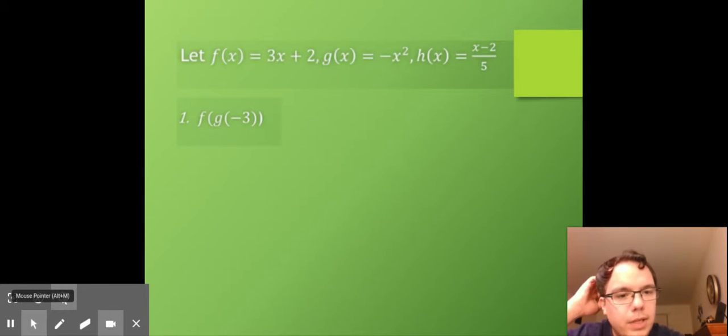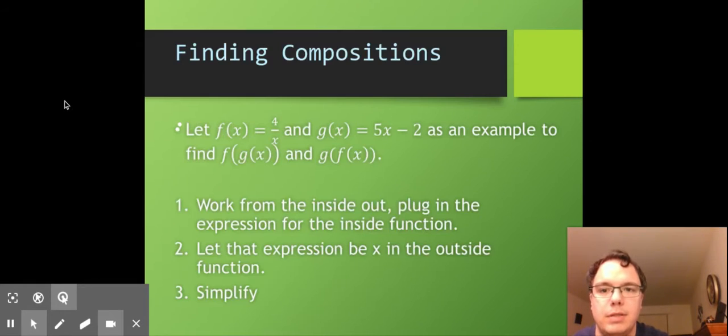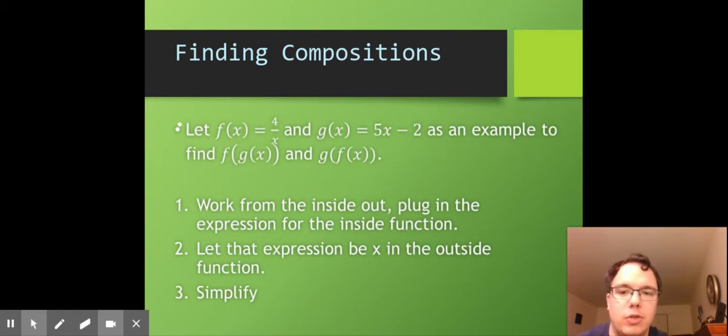So that's plugging a number into one function, and then plugging the result into another. The other thing we're going to do today is plug a function into a function. So we have f of x is 4 over x, and g of x equals 5x minus 2. And we're going to find f of g of x and g of f of x by working again from the inside out. Only this time we're going to replace the function with its expression, and then plug that expression into the other function and simplify as far as we can go.